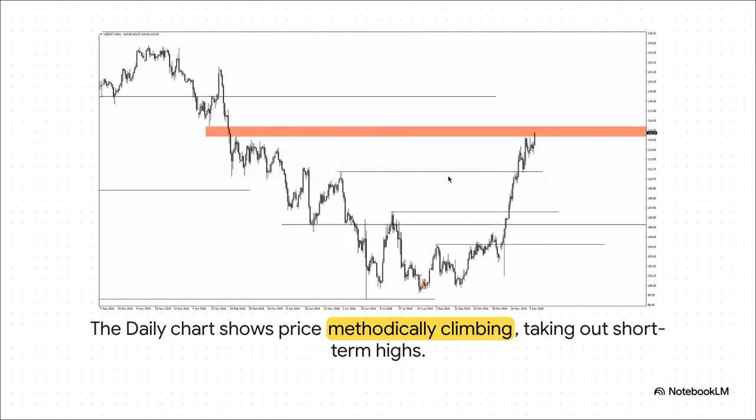And now, we drop down to the daily chart. See how the story is unfolding piece by piece? Price is just methodically climbing that ladder, making higher highs, higher lows. Every one of those little short-term highs is just another pool of external liquidity being swept up on the way to the main event, that big monthly target.